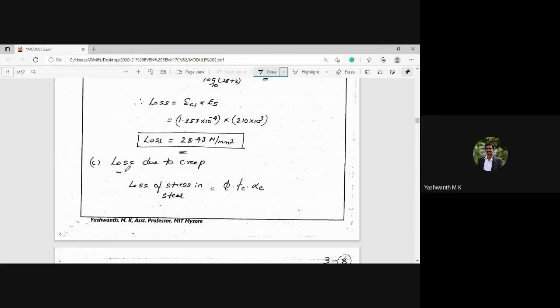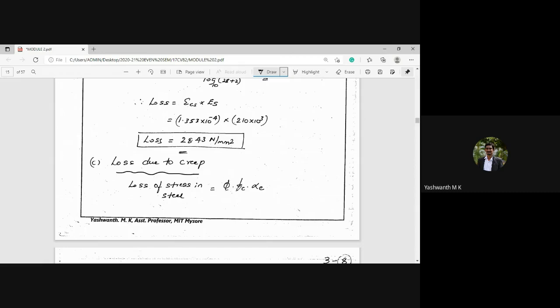Next, loss of pre-stress due to creep. What is the formula? Loss of pre-stress due to creep equals the creep coefficient multiplied by the compressive stress in concrete at the level of steel, multiplied by the modular ratio. Why have we substituted this formula? Because in the problem they have given the creep coefficient data.